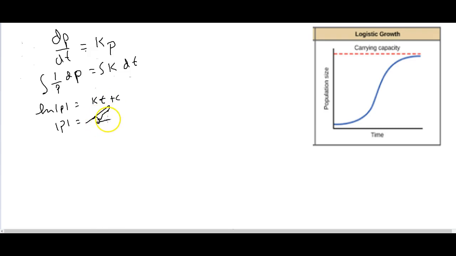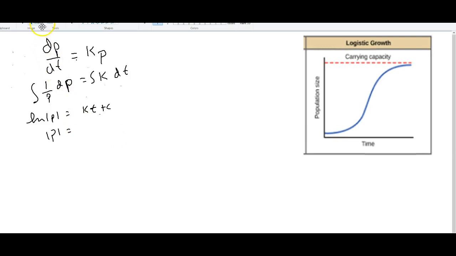Whoop. Press the button again. All right, that's fixed, hopefully.